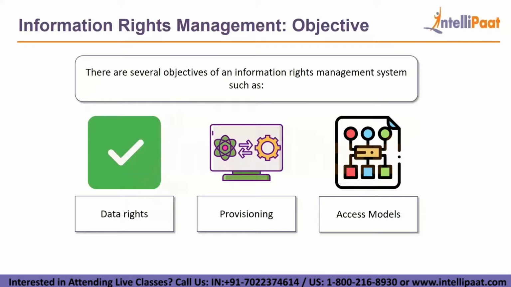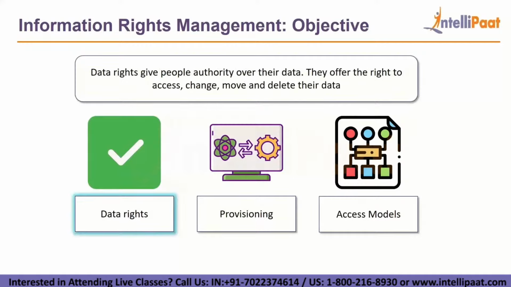There may be other objectives that you can tack on based on how you want to structure your applications and how you want to deal with the entire data access models. But overall, you have to understand that these are the basic tenets or the objectives that we need to understand. The first one is data rights. As the name suggests, data rights give people authority over their data. They offer the right to access, change, move, and delete their data. Essentially, this is to determine what person has what right over what data.